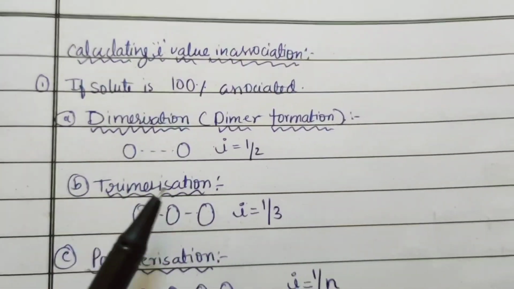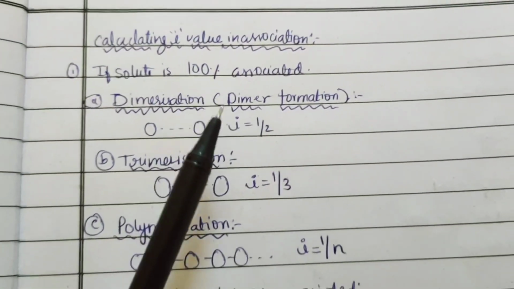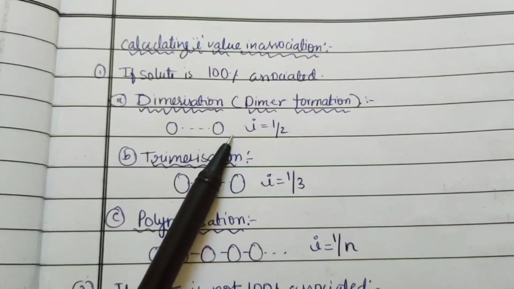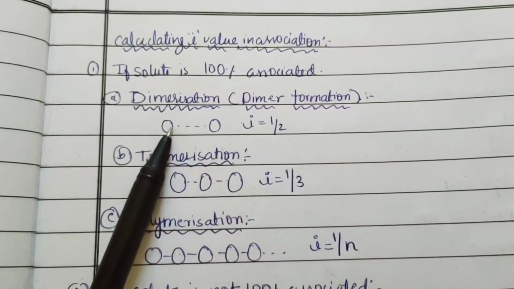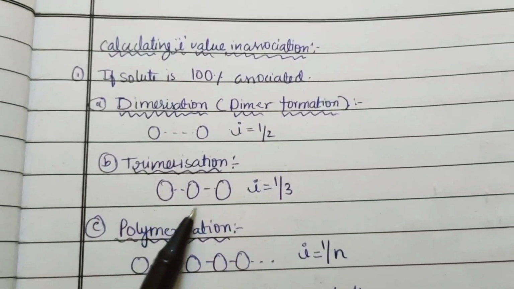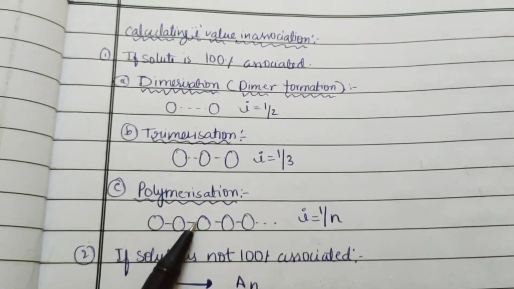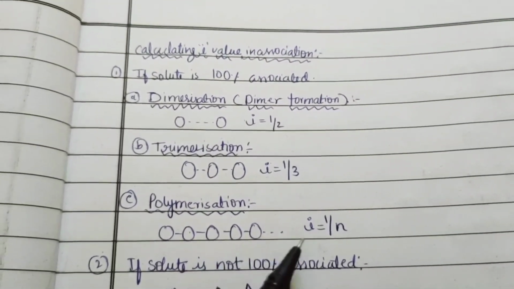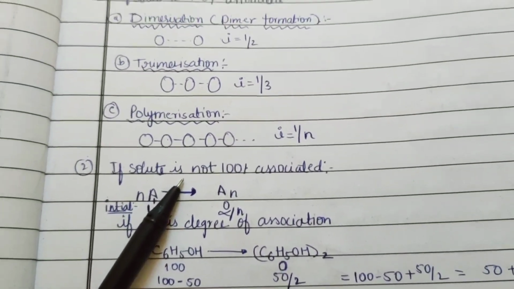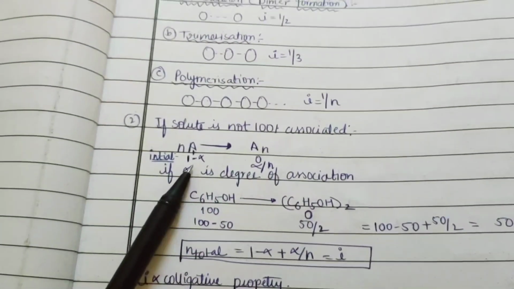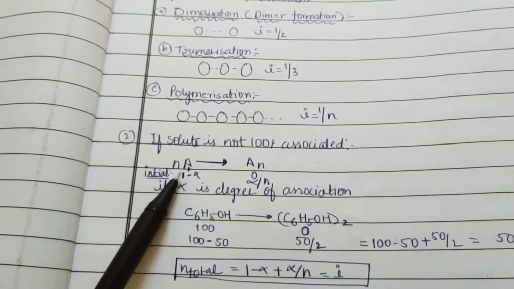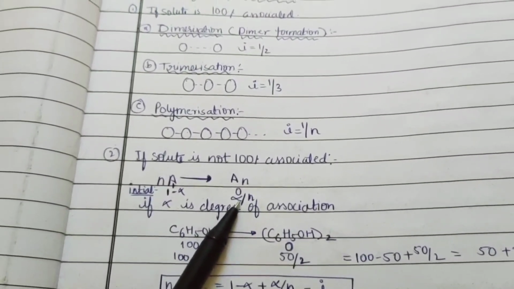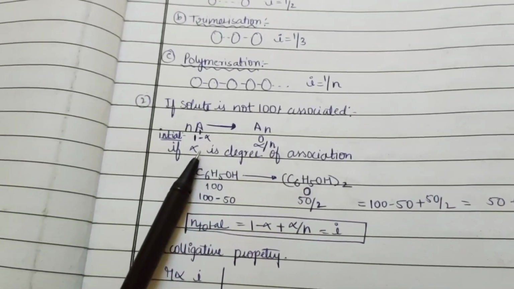Calculating the i value in association. If the solute is 100% associated, then it may form a dimer, trimer, or polymer. In a dimer, 2 are connected, so 1 by 2. Here 3 are connected, so 1 by 3. In polymerization, n particles are connected, so we can write 1 by n. If the solute is not 100% associated, then we should consider that the initial amount equals 1 minus alpha and the associated amount equals alpha by n.